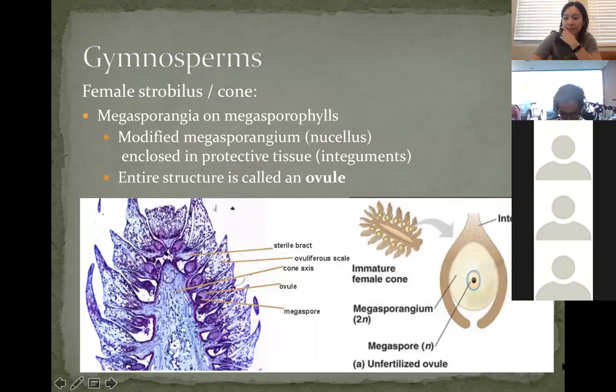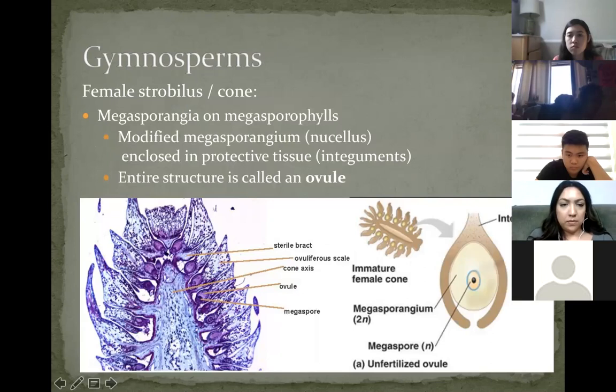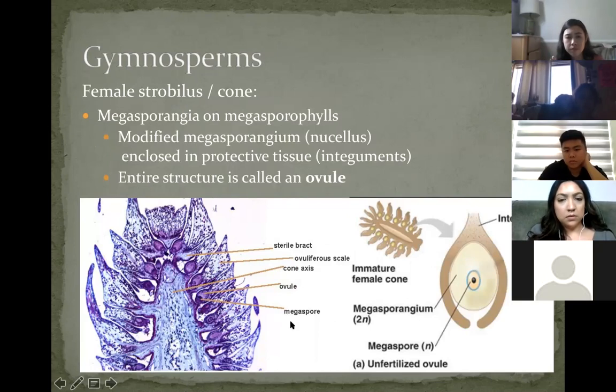Does that sound good? Okay, so now we're going to go on to the female strobili, or the female cone. Just to let you guys know, the lab doesn't ask for the anatomy of the female cone, so I'm not testing you on that. This is just to give you a better idea of what it looks like, or to visualize what the seed will look like eventually.